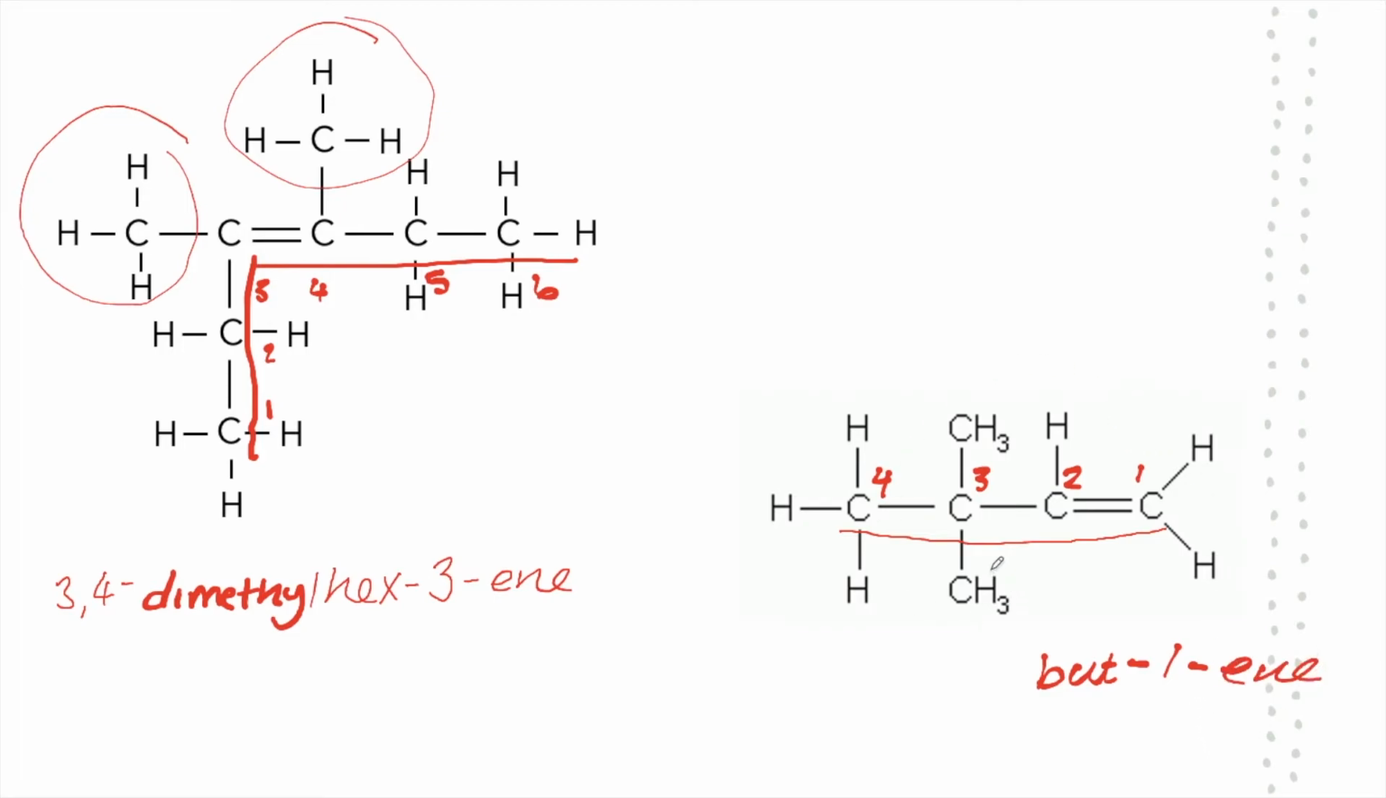Again, we have two methyl groups. They are both on carbon 3. So the beginning then is 3. And remember, because we have 2, we are using those prefixes again. So it's dimethyl. And its full name is 3,3-dimethylbut-1-ene.